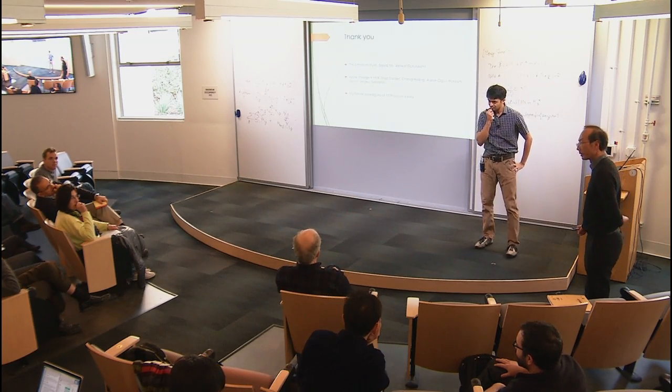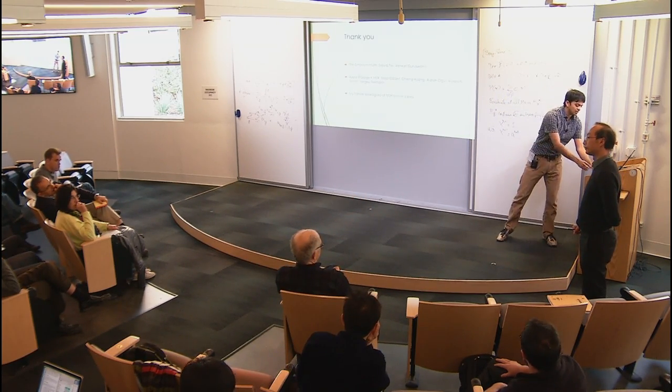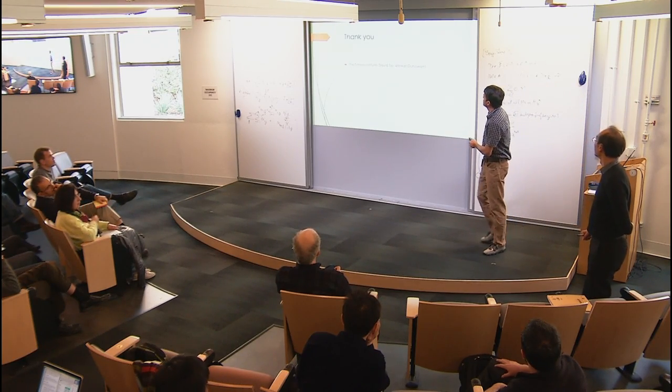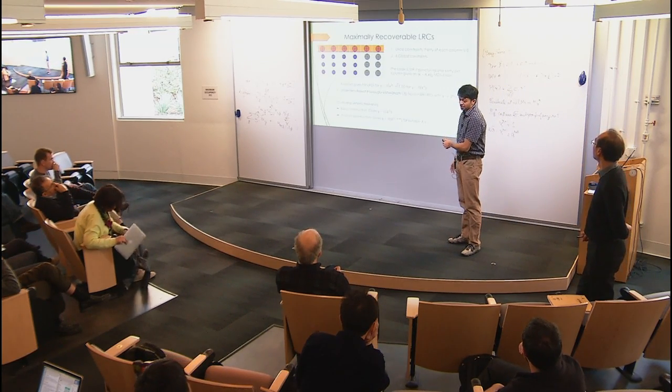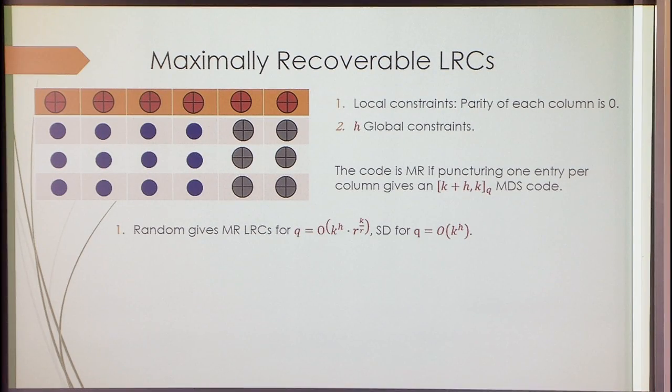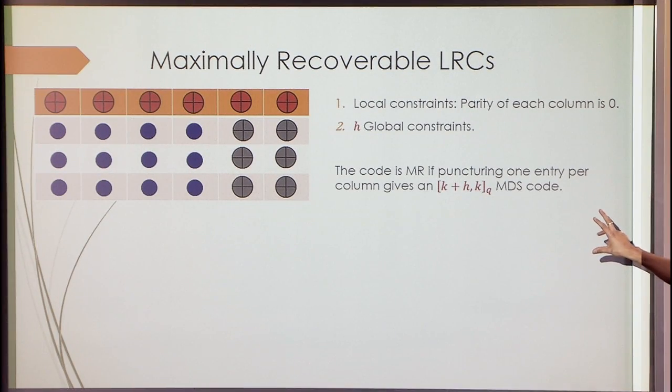So which of this, if anything, has been actually implemented and is in production? Oh, good, yeah. So actually, LRCs are being implemented in Azure. The codes which we use are very similar to this topology. It's a baby version of this topology. They really cared about upgrades and having good distance after upgrades. So the precise property they wanted was puncturing should leave me with an MDS code. This has been in production in Azure since 2012.